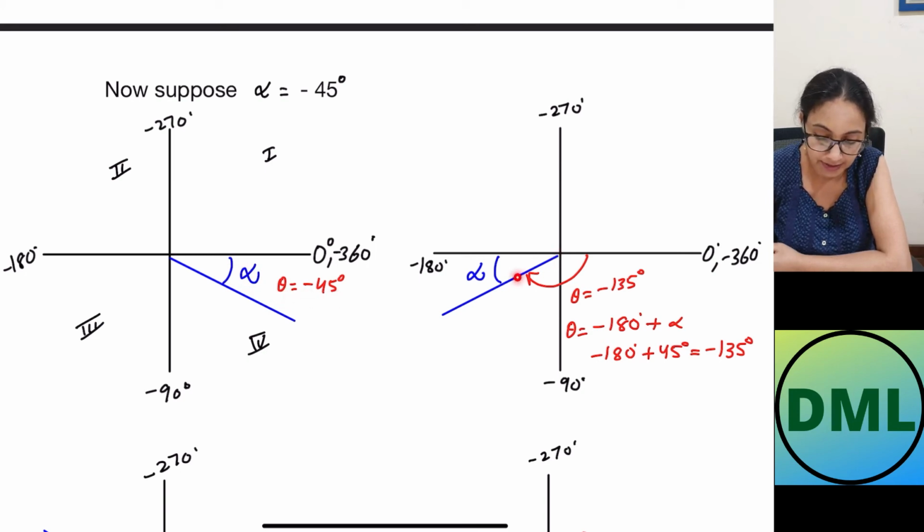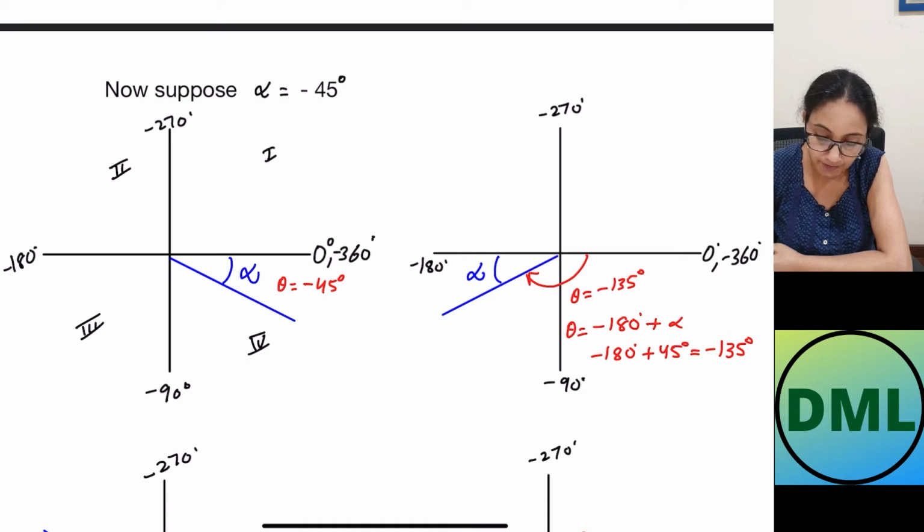Now if I see the third quadrant here, this is my basic angle alpha. To get the angle theta here, I need to add alpha to minus 180 degrees, because if I subtract it, I'll reach the third quadrant, because I need to go lower than minus 180 degree. So I need to add alpha to minus 180 degrees. That means minus 180 degree plus alpha will give me theta.